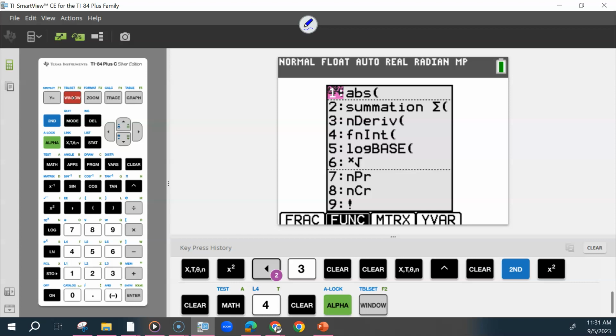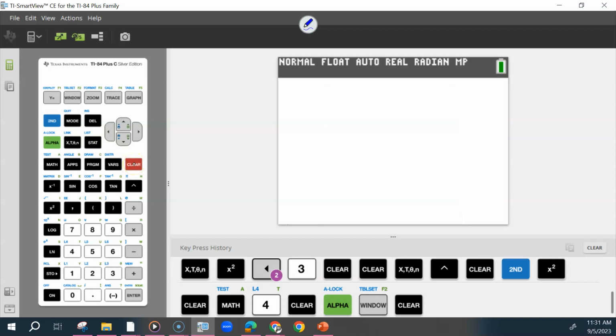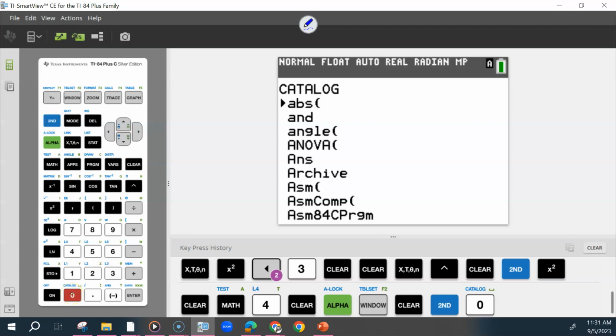I'm going to clear out of this. If you forgot where any of those things are, you can always go into the catalog, which is above 0. It's in blue, so second 0 will take you to the catalog where everything is, if you ever forget where something is. And this is just using the calculator in general.